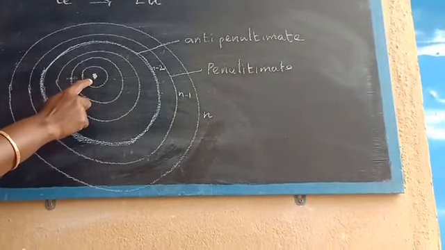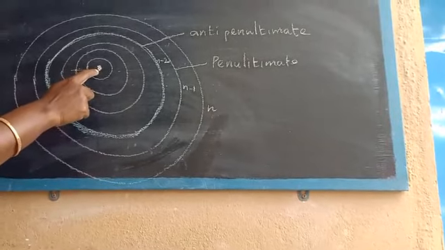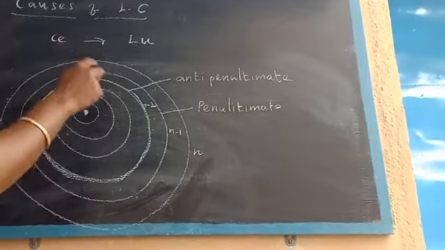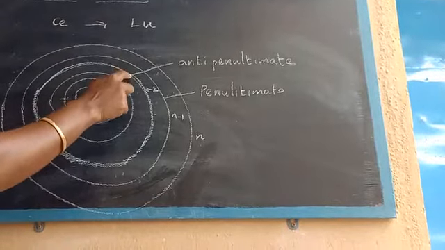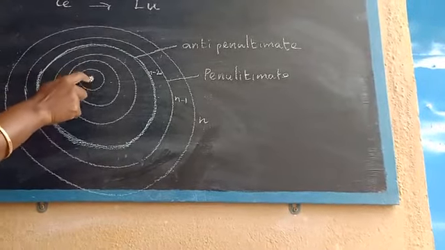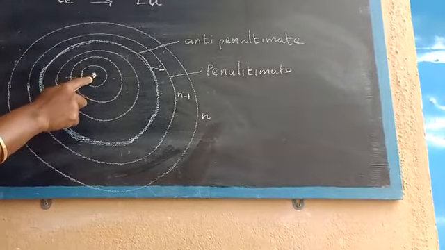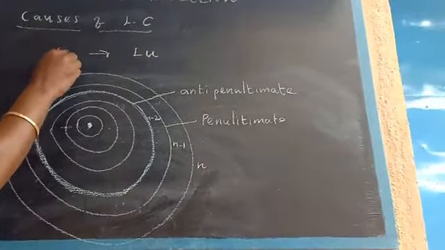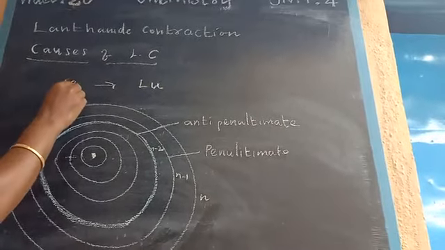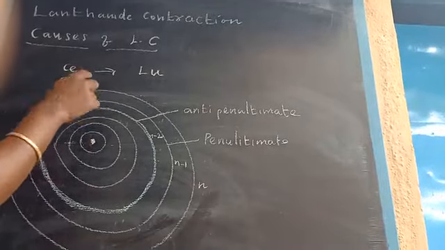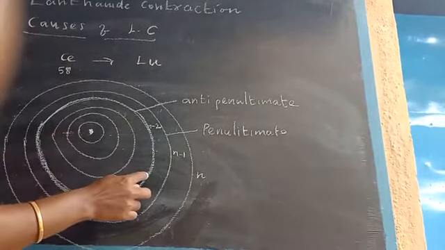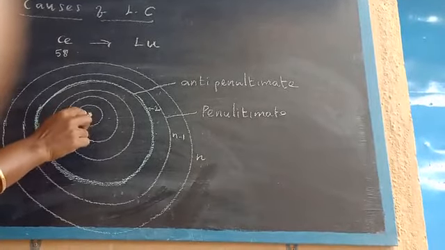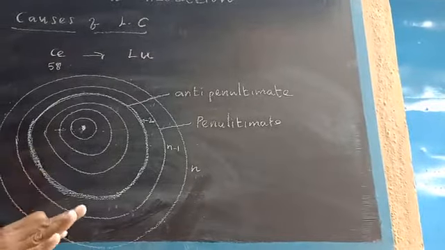Nuclear charge is nothing but the protons. Now when we add an electron, for example in the 4f shell, at the same time a proton is also added. This part alone we call nuclear charge. For example, cerium 58, next one 59. Now we add the electron here, and at the same time a proton is added here only. This part alone we call nuclear charge.